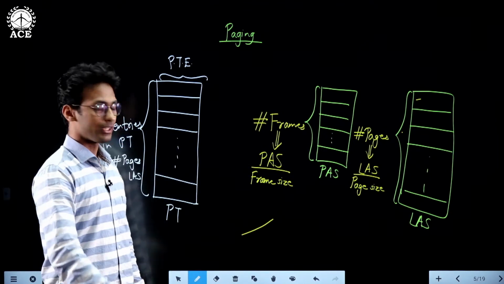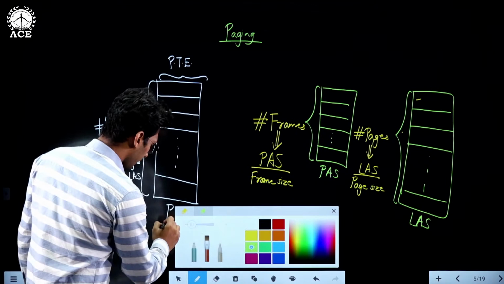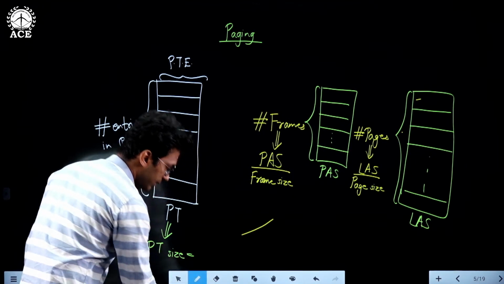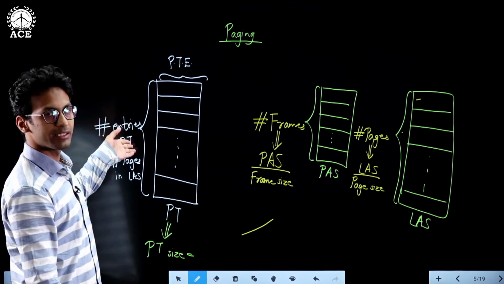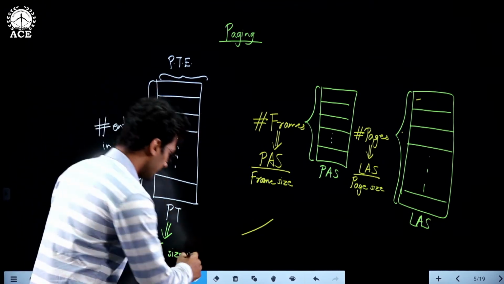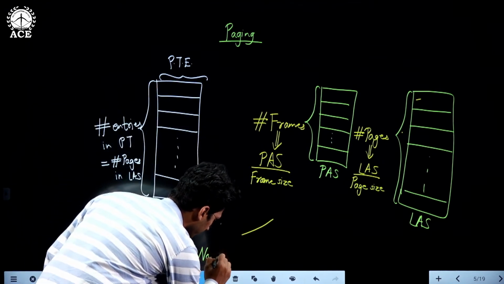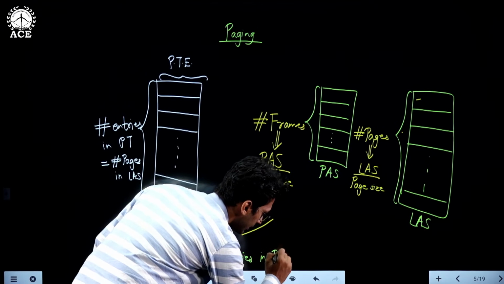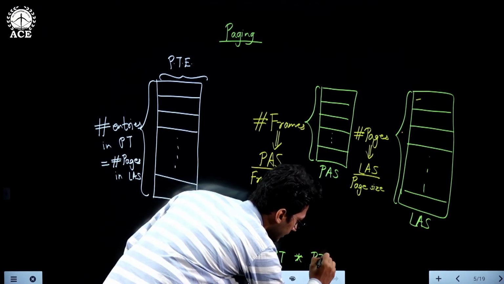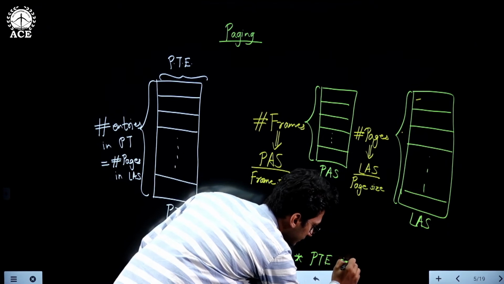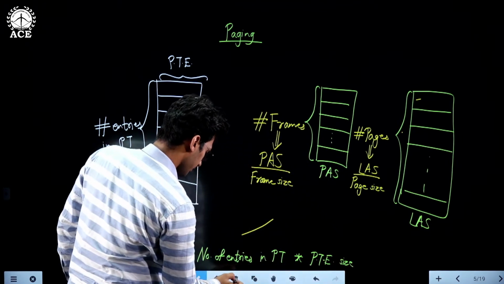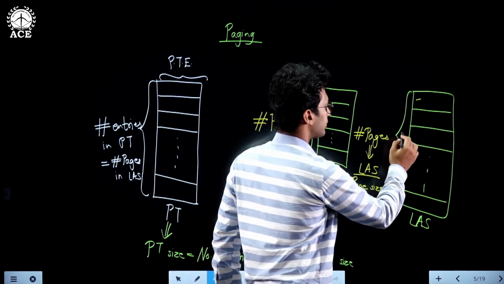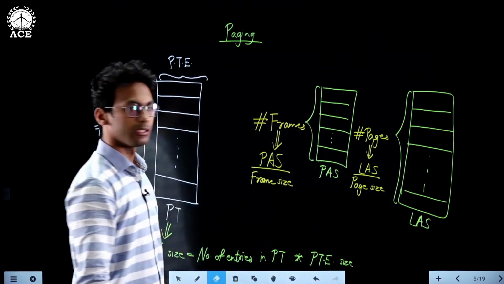What will be the size of the page table? Tell me fast. Answer in the comment section, okay? Try to answer it. Page table size is the number of entries in the page table times the page table entry size. Isn't it logical? Let me rub this one. Where is the eraser? I think this seems good.